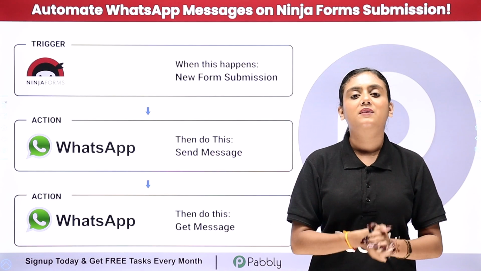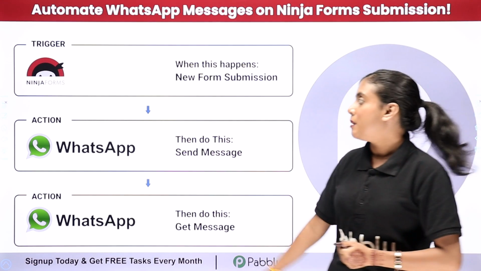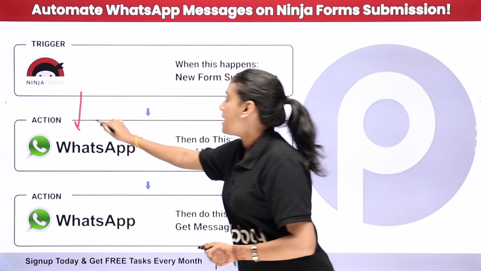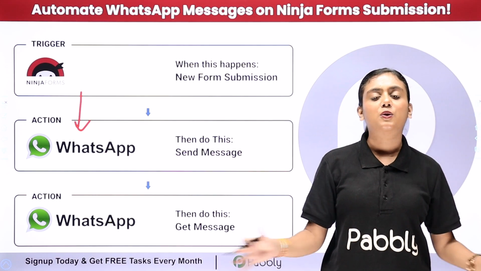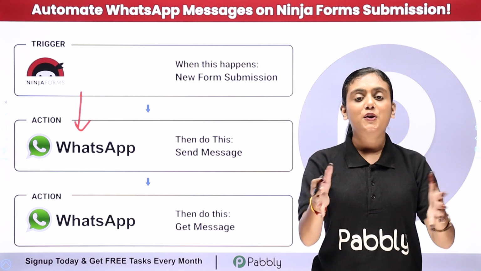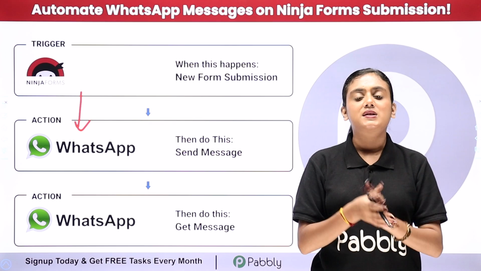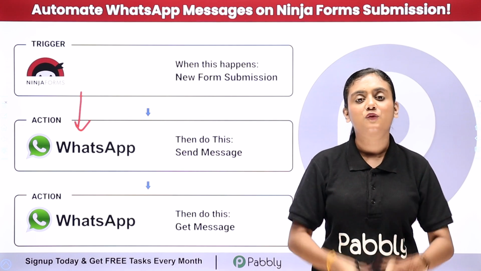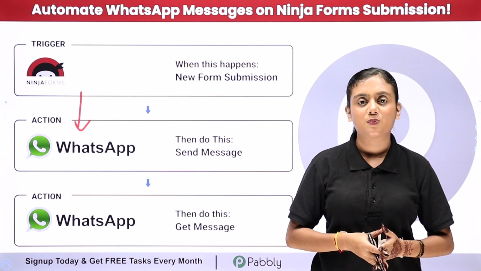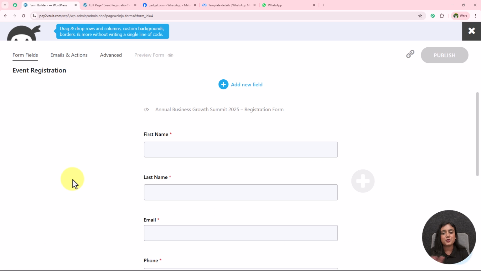Now doing this manually is a very time consuming and a hectic process. So to solve the problem, I've built a connection between Ninja Forms and WhatsApp without need of any coding and programming skills using Pabbly Connect. So now if you want to see how this amazing automation will work in real time and you want to see how you can create this automation for yourself in your business as well, I'm going to take you towards my screen. Welcome to my screen everyone.